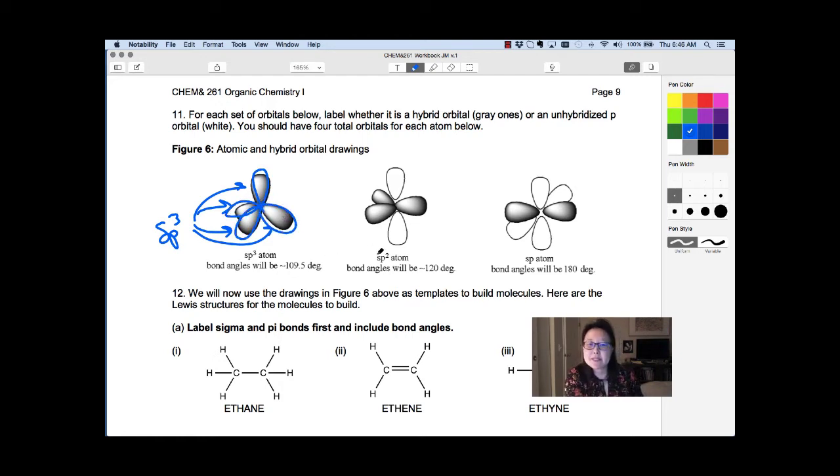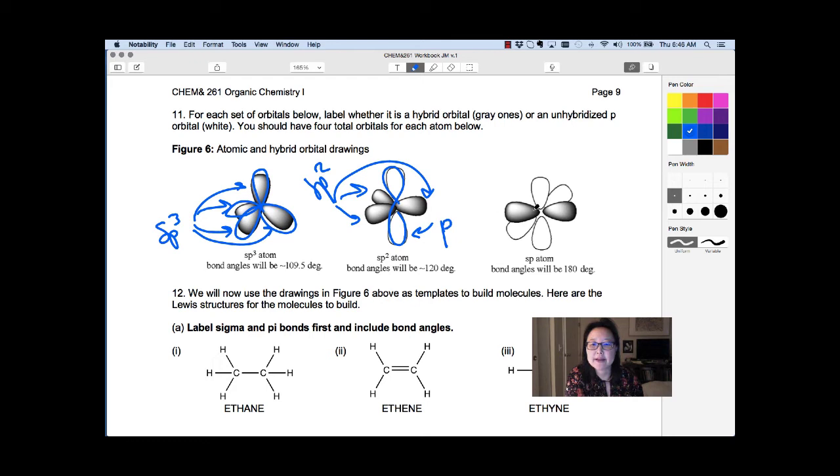When you have sp2, remember you're only mixing one s with 2 p atomic orbitals. So you've got 1, 2, 3, and they are sp2 orbitals. And then you have this leftover p orbital. So I'm going to label this one p. So that's an atomic p orbital.